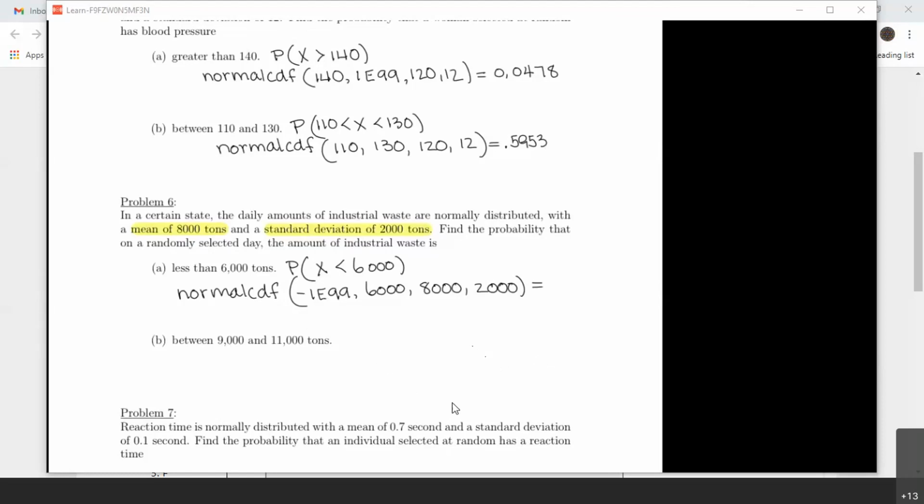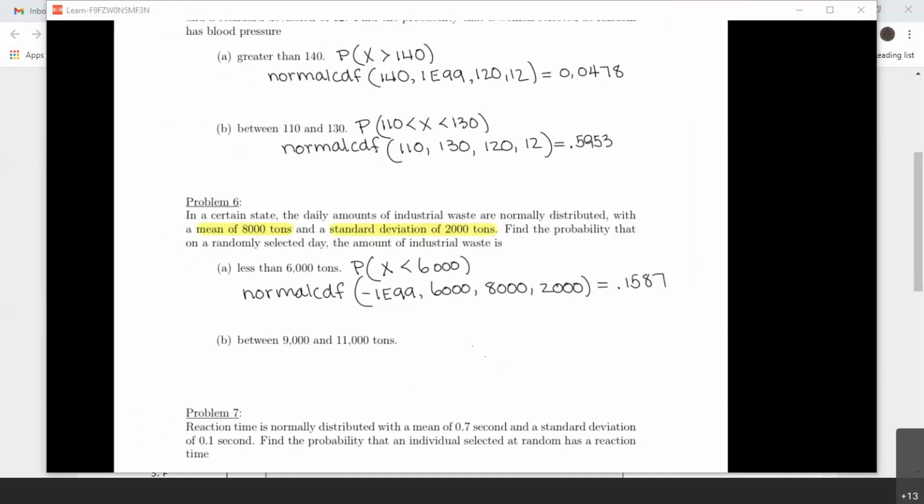Okay, 0.1587. Okay, so a little bit more than 15% chance that you would have a daily industrial waste amount less than 6,000 tons. Makes sense, okay? This number is one standard deviation below your mean, okay? So you're only interested in the part of the curve that's to the left of that, okay?